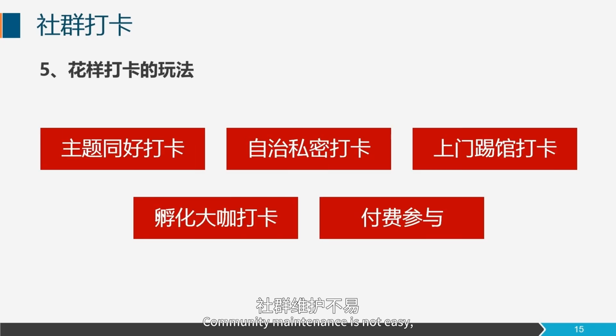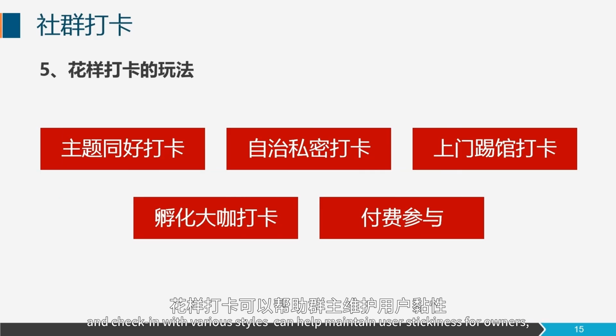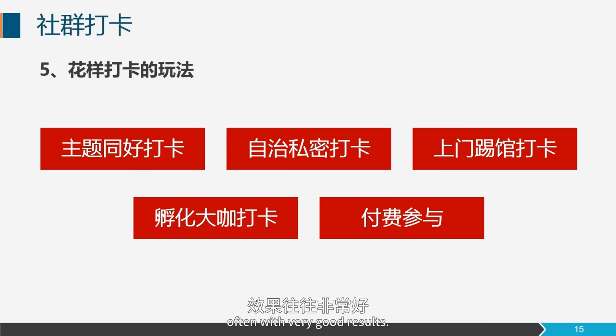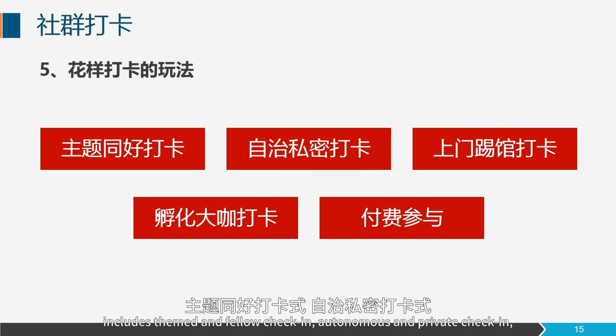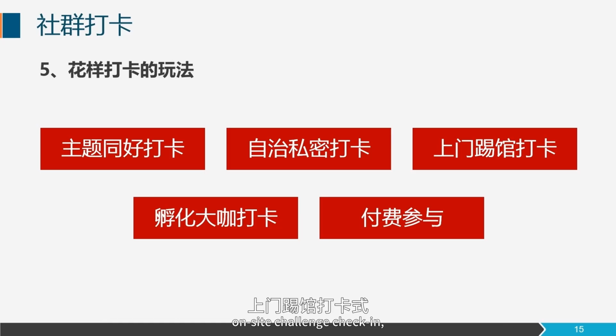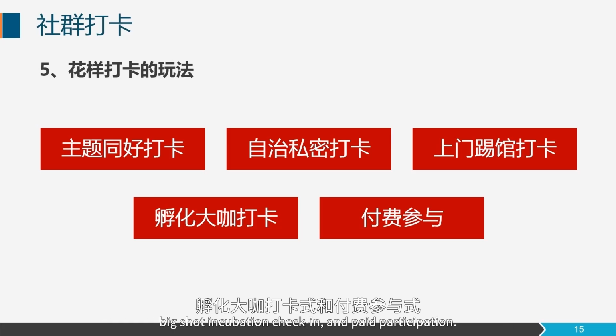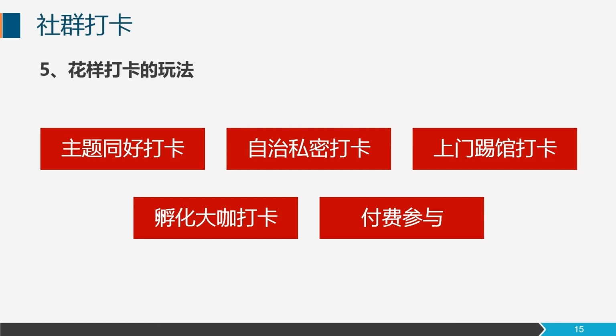Community maintenance is not easy, and check-in with various styles can help maintain user stickiness for owners, often with very good results. The gameplay of check-in with various styles includes themed and fellow check-in, autonomous and private check-in, on-site challenge check-in, big shot incubation check-in, and paid participation.